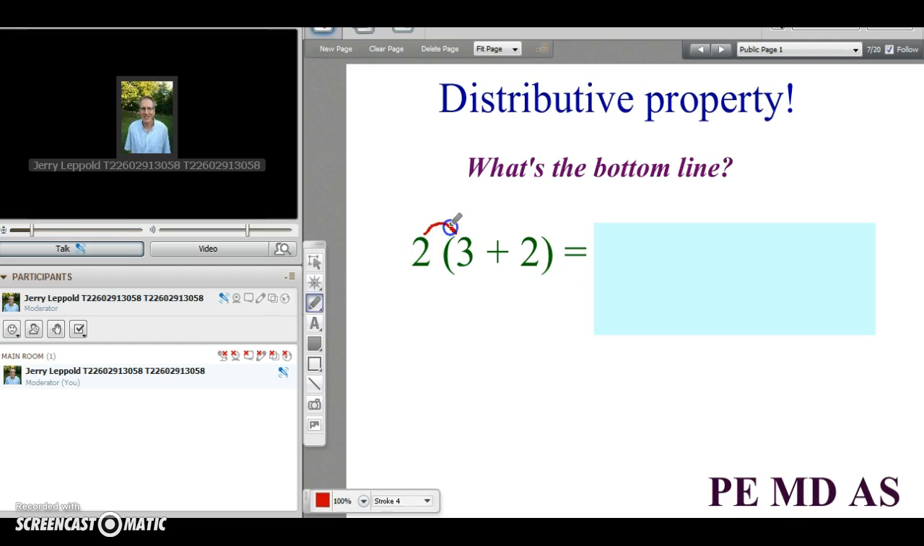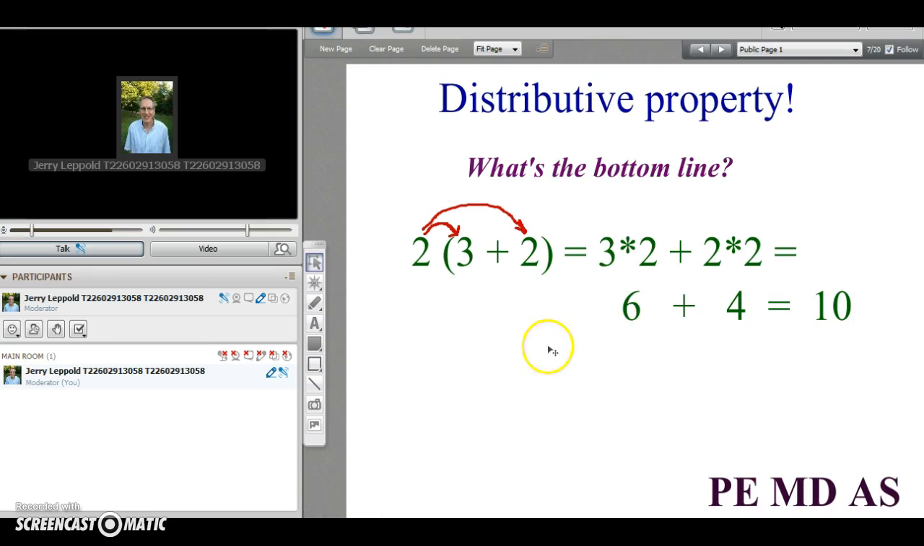You go 2 times the 3, like the arrow, plus 2 times the 2. And there's different reasons why we want to do this, so you'll see a little later. But if you do it that way, you'll see it's 2 times 3, or 6, plus 2 times 2, or 4, and then you can say 6 plus 4 equals 10. So that's the distributive property, where you distribute this number on the other two.